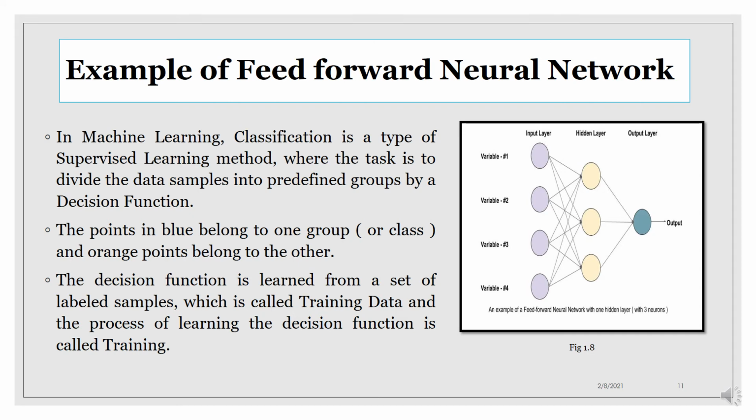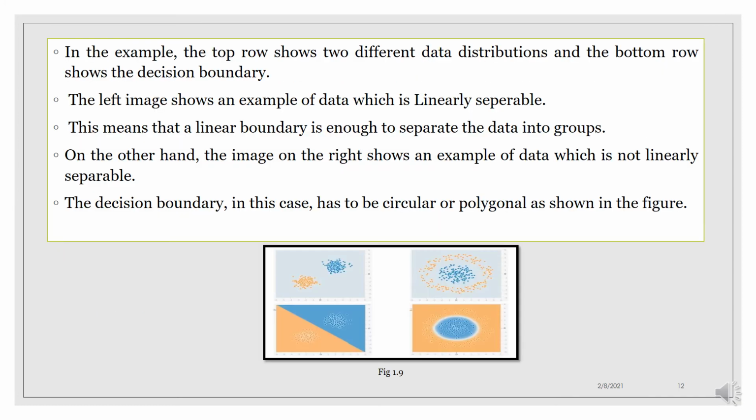The blue points belong to one group and the orange points belong to another group, right? So it has its formation of groups and nodes, and it works on training as well as testing: it fixes one set of training data and testing data, and by that process it will work. This is the diagram. You can see the left image shows an example of data that is linearly separable. As the name says, the data is very clearly separated, so that is linearly separable. On the other hand, the image on the right shows an example of data which is not linearly separable, right?